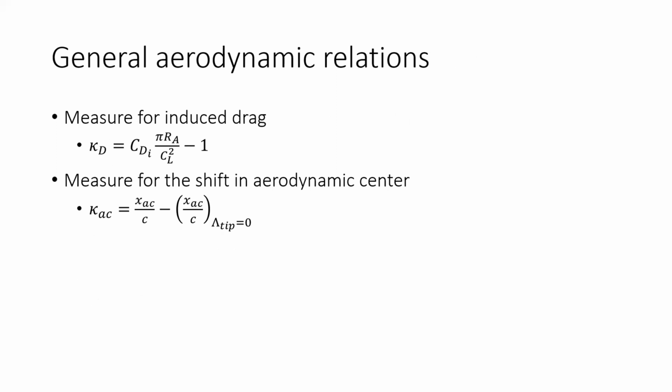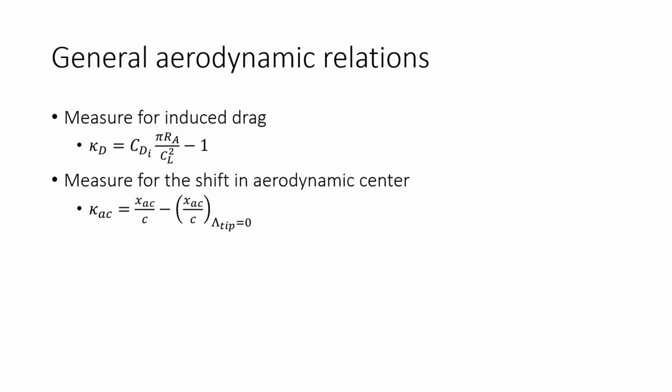I looked at a few different things, but for this presentation, I only picked out 2, which was a measure for induced drag. So kappa D is a term you can derive from the equation for induced drag. And really it is a measure for how far a particular wing deviates, or the induced drag deviates, from the elliptic lift distribution. And then I came up with the term kappa AC, which is again a shift in aerodynamic center, and this time it's not the locus, it is just the global aerodynamic center. The shift of that with respect to an unswept wing.